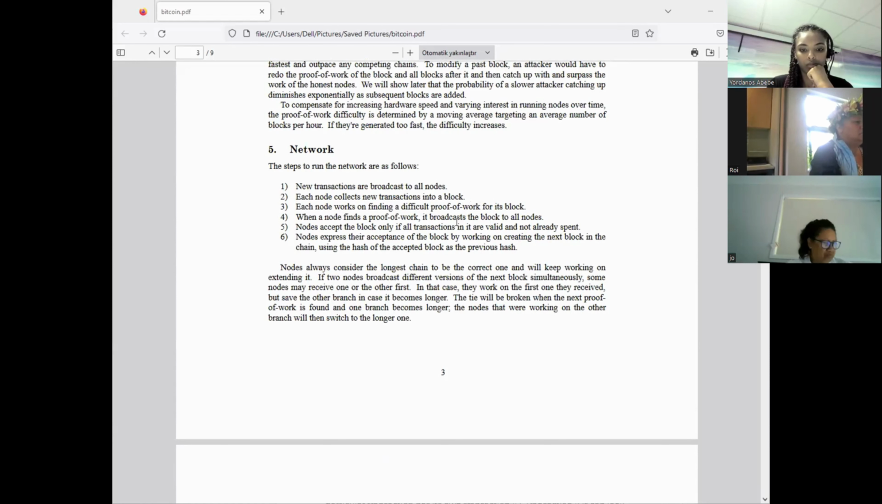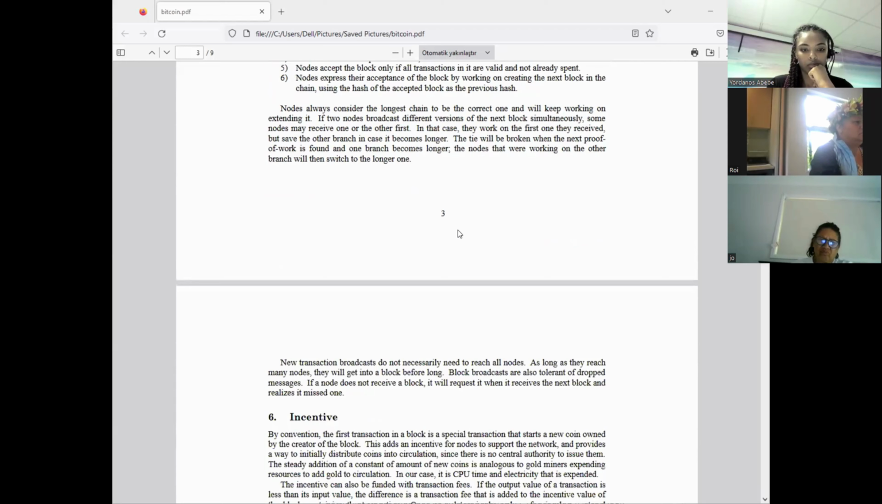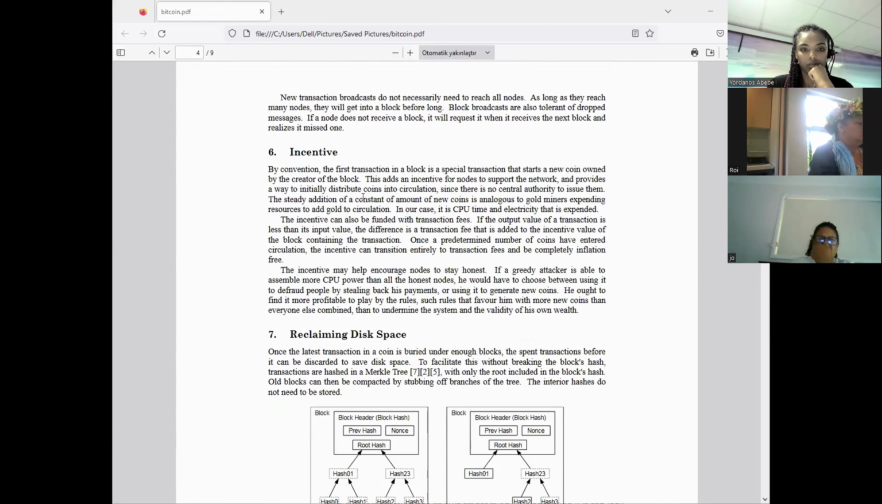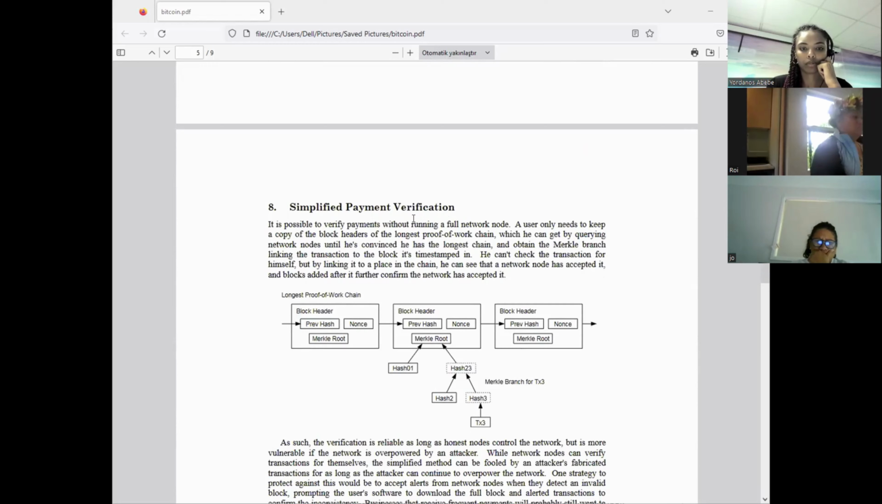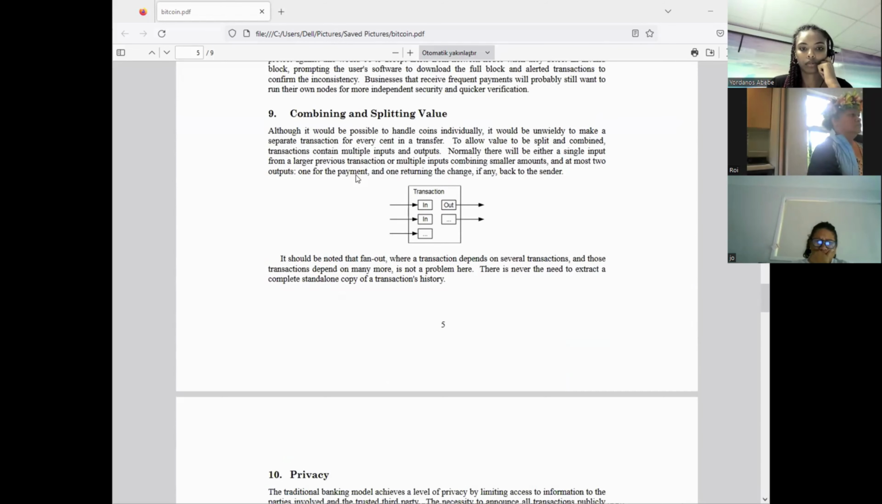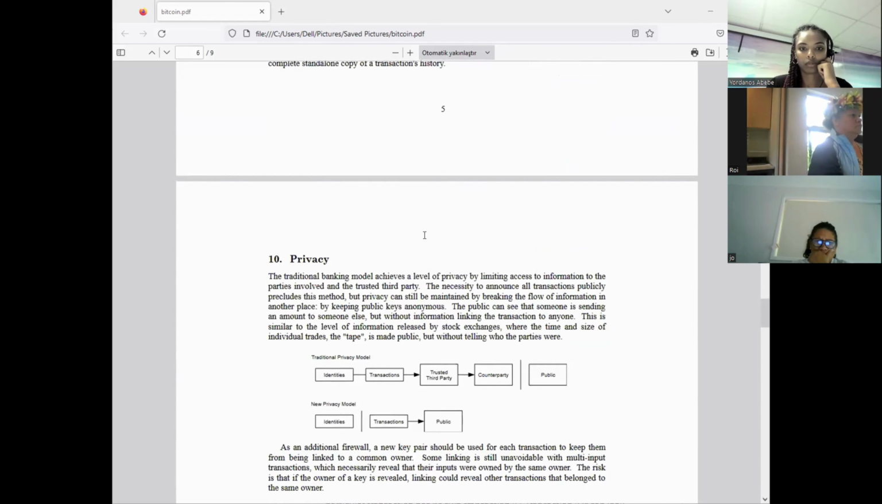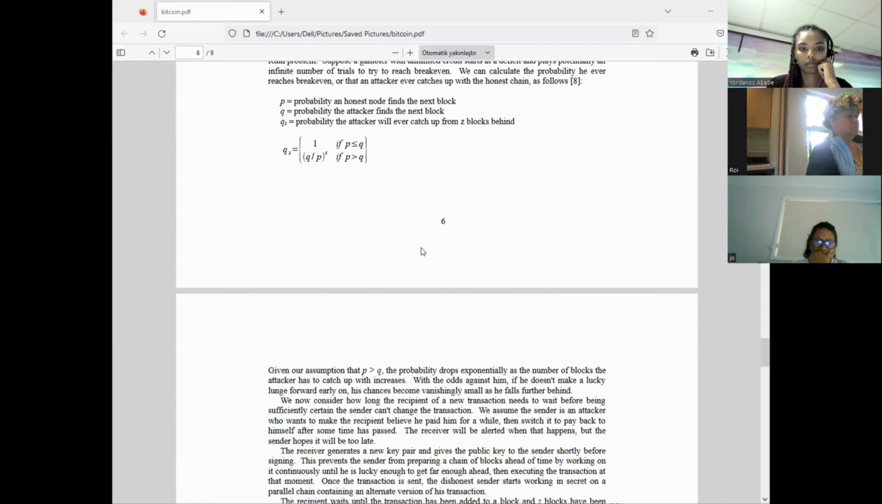You can see there's a detailed explanation in the white paper: the incentive, by convention the first transaction in a block is a special transaction. They explain everything: reclaiming disk space, simplified payment verification, combining and splitting value, privacy, calculations, and everything.